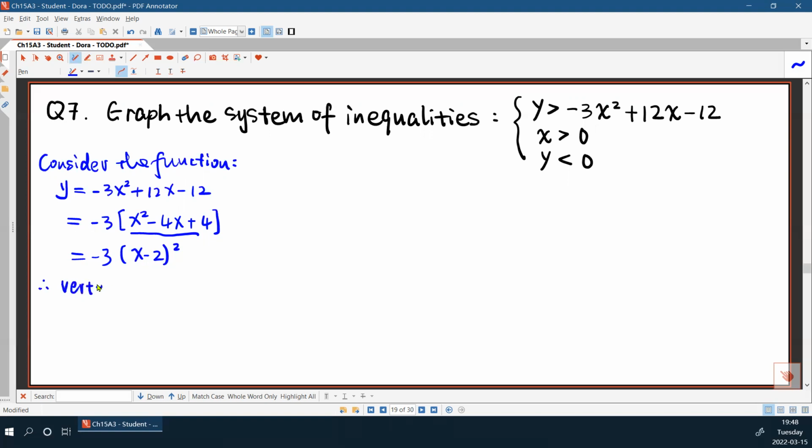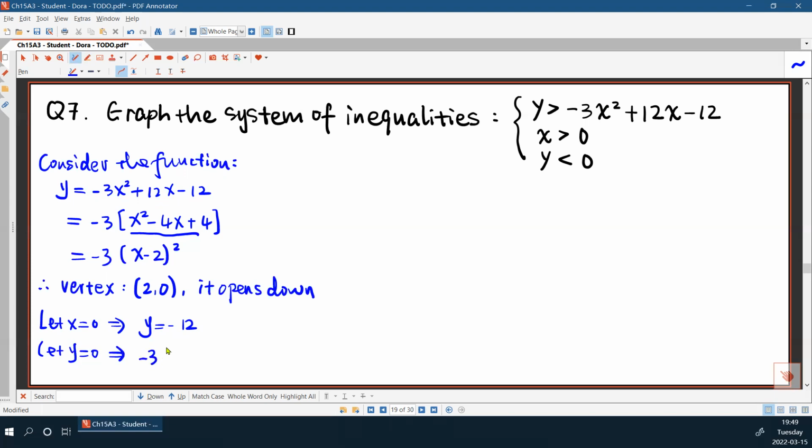And this is already in vertex form. Therefore, the vertex of this function is (2, 0). And we also know it opens down, right? Because the leading coefficient is less than 0. Okay, next we can find its y-intercept by letting x be 0. If x is 0, let's put it into the original expression, which means y is -12. So the y-intercept is (0, -12). Next, we can let y be 0, find its x, right? If y is 0, that means -3 times (x minus 2) squared is 0. Therefore, the solution is x is 2. So that means there is only one x-intercept, which is (2, 0).